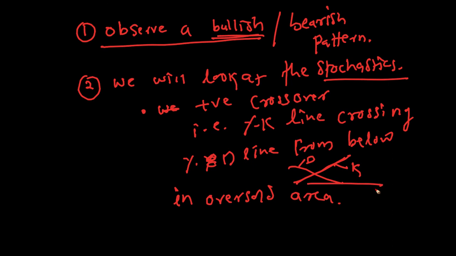So if we observe these two conditions, a bullish candlestick pattern which is confirmed by this bullish crossover in the oversold area, then we can take a bullish trade. You can buy the stock, you can buy the call option, or you can buy the futures of that particular stock or index, right?